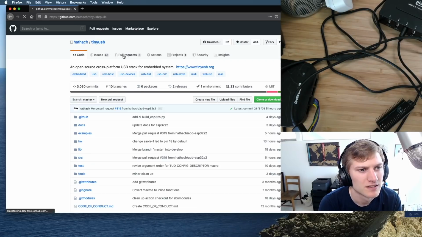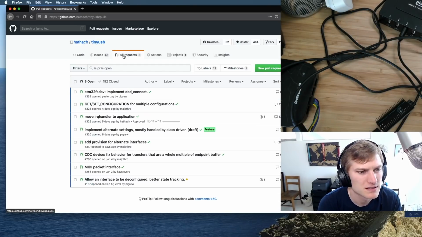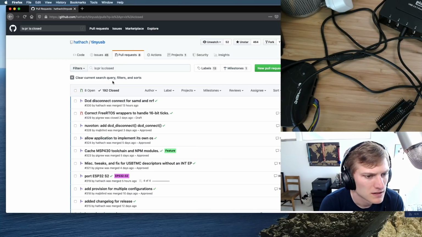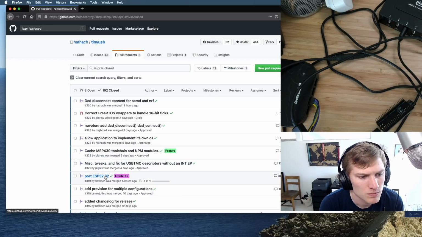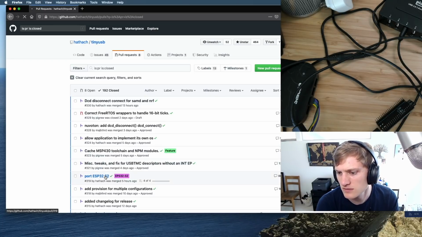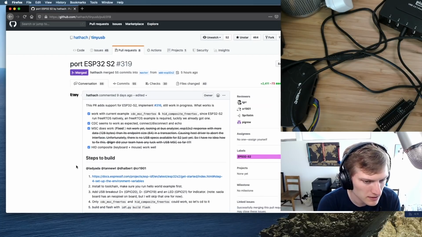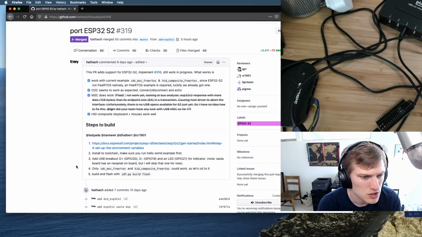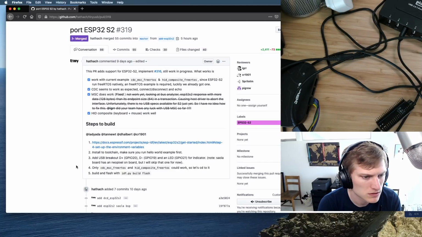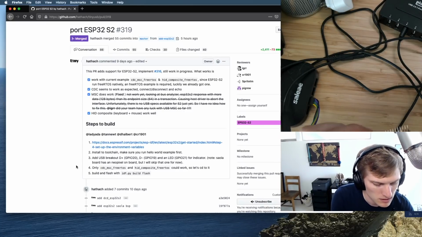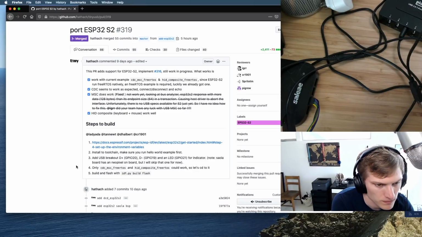TinyUSB. Pull requests. And it's closed because it was merged. And port ESP32-S2. So if it loaded correctly, I should be able to connect my USB breakout to the pins and get something.